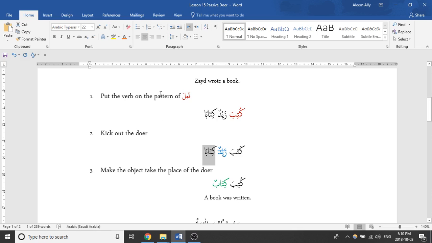So step 1, find the verb in the sentence and put it on the pattern of fu'ila. Step 2, kick out the doer. Step 3, make the object like how the doer was, right? Just copy and paste it over and change it to match.